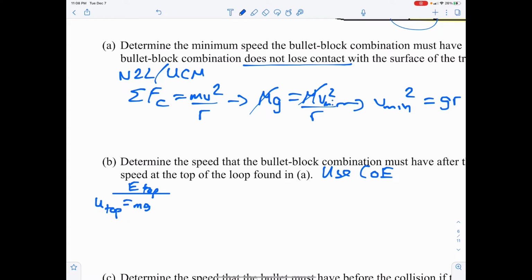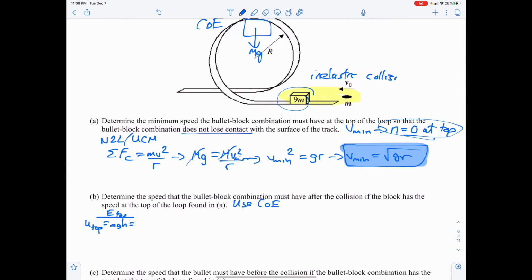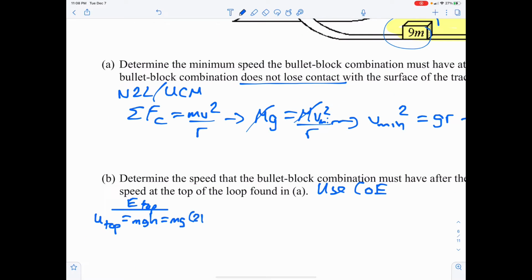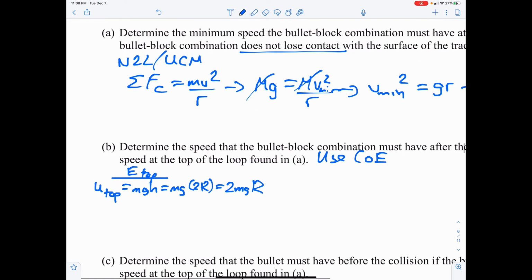which is mgh. But now keep in mind, h, the height right here, is really 2 times the radius, radius plus radius. So this would be m times g times 2r, which we could just write as 2mgr. Okay, there's the potential energy at the top.